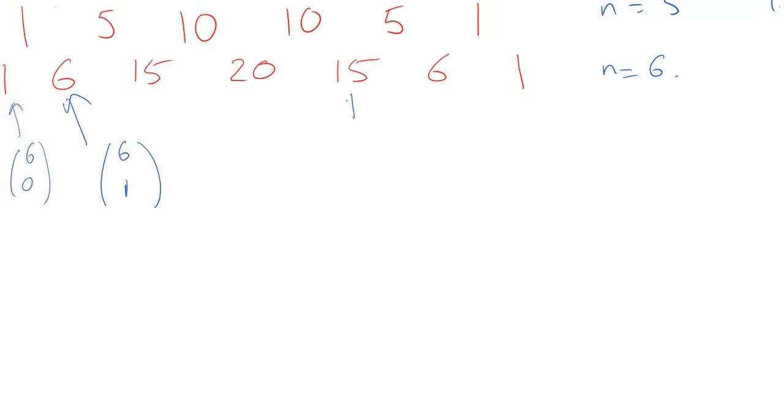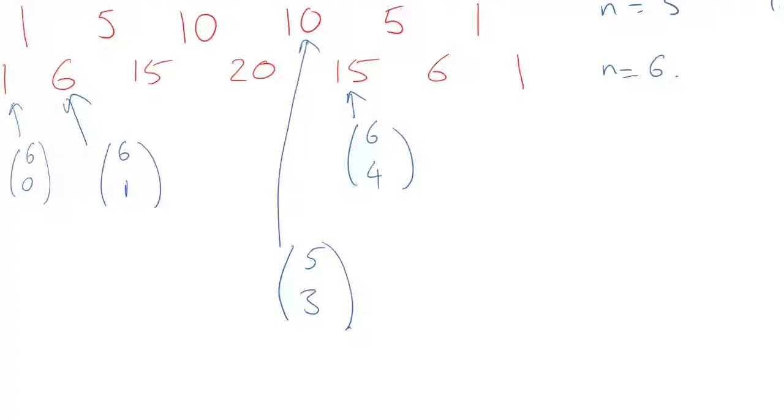So for example, this 15 here is still on the 6th line. We are 0, 1, 2, 3, 4. It's the 4th one. So that's going to be 6, 4. This 10 here is on the 5th row, and the 1 is 0, the 5 is 1, 2, 3. So this is 5, 3. All right, so that is how we can define them. A generic term is going to be on the nth line and has position r: n, r.